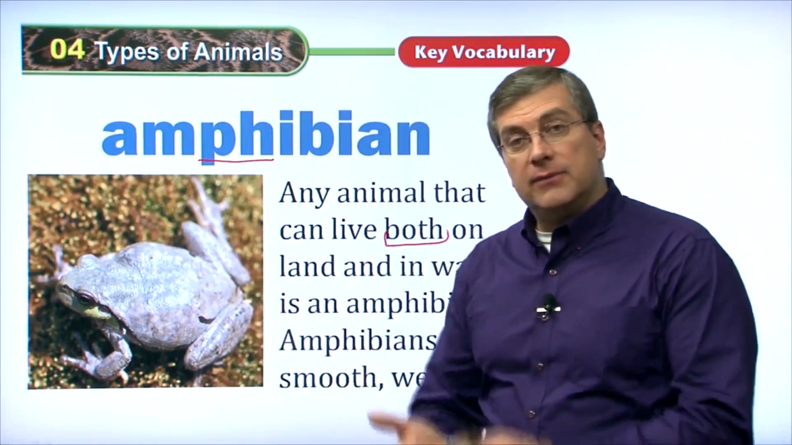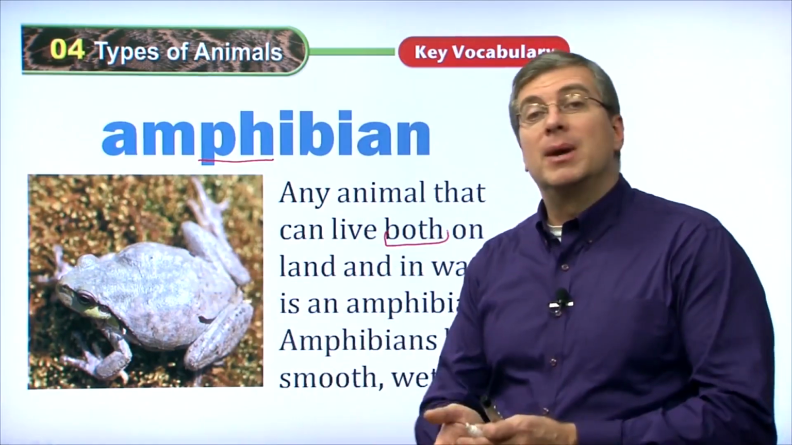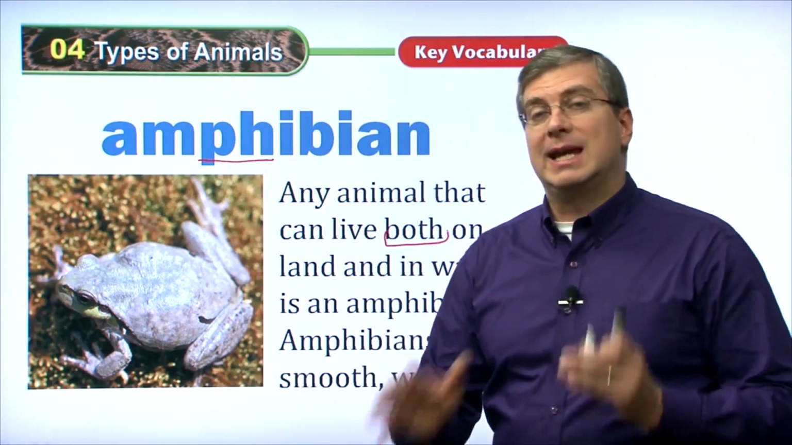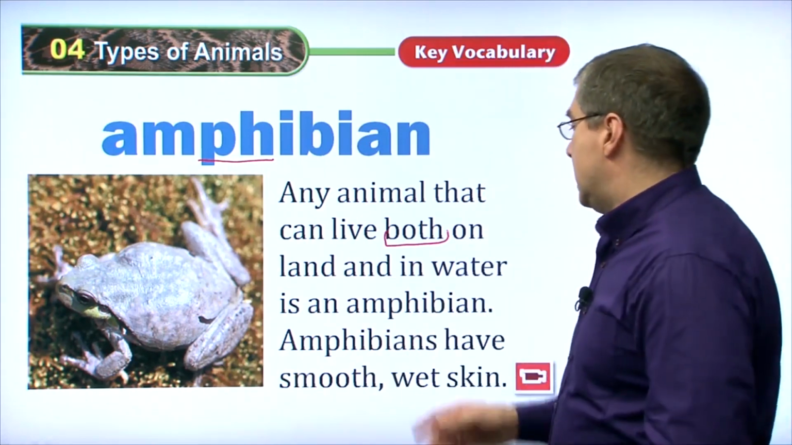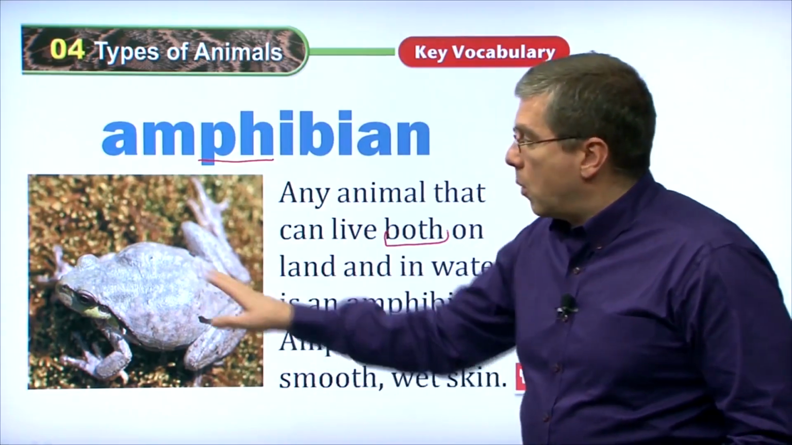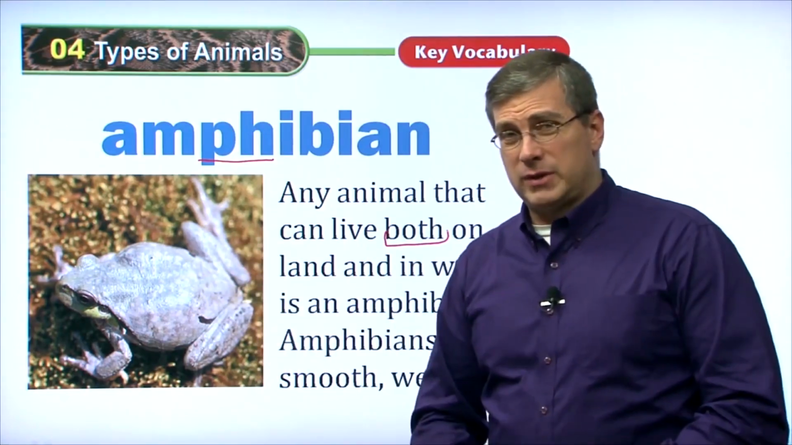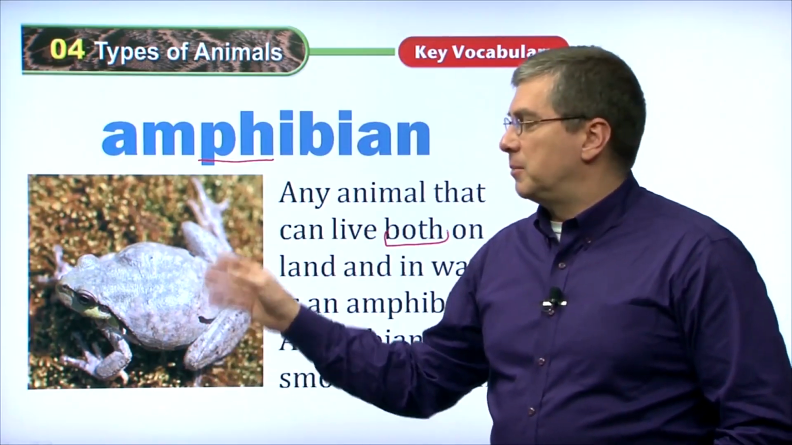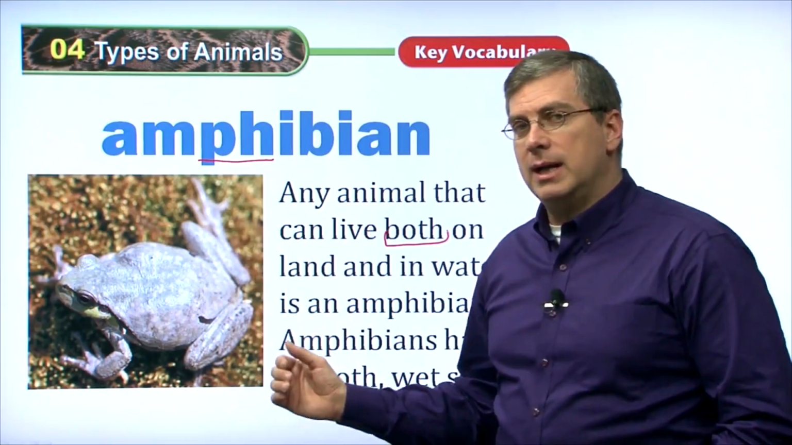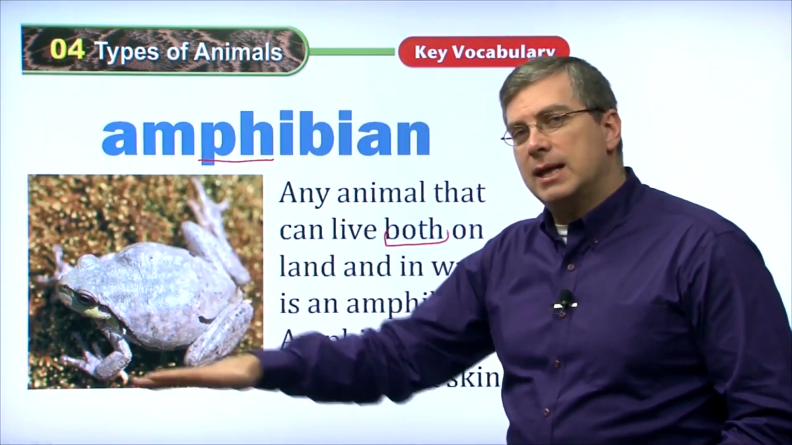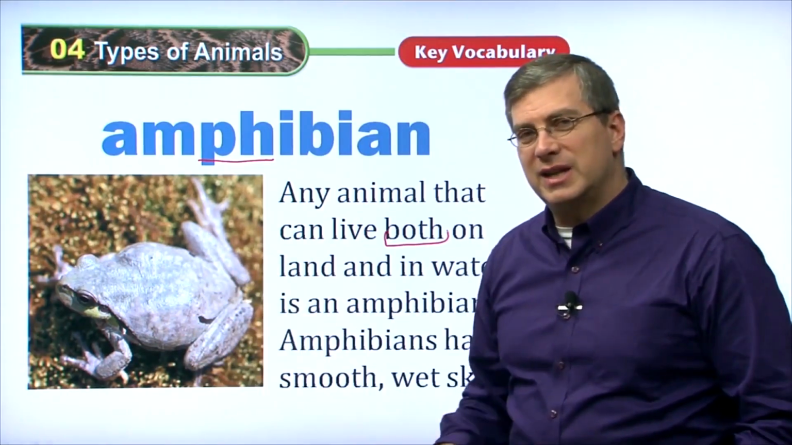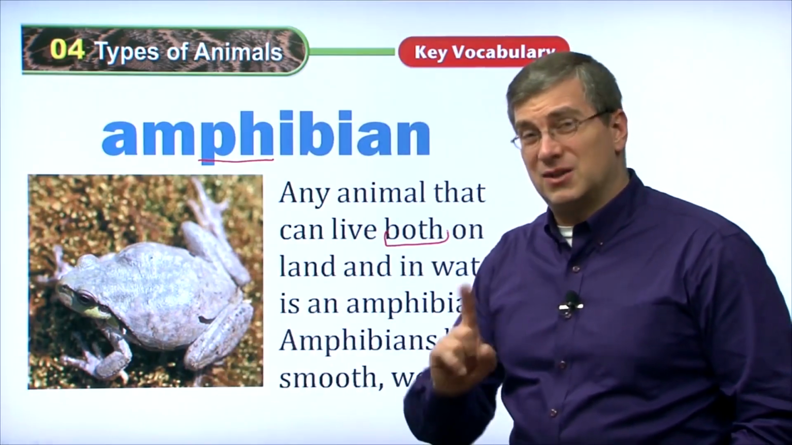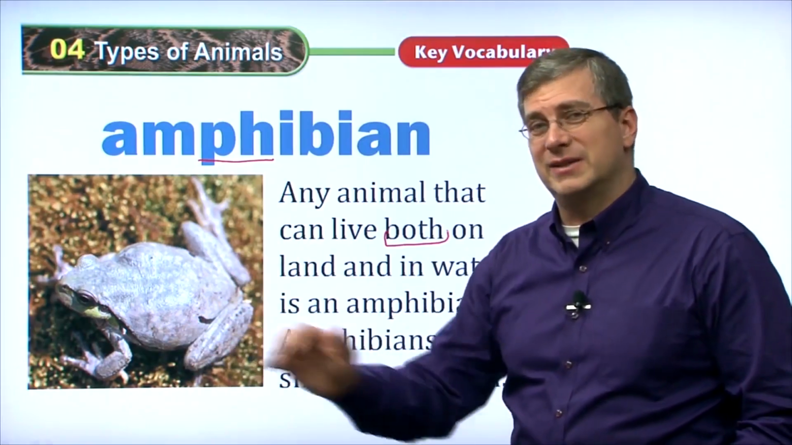So a frog can live on the land, no problem, but it can also live in the water, no problem. It's amphibian. It can do both things. Amphibians have smooth, wet skin. Before we saw the picture of the reptile, the alligator and then the iguana. If you touched the alligator's skin or the iguana's skin, you'd find it's rough. It's not smooth, and it's dry. Especially the iguana would have dry skin.